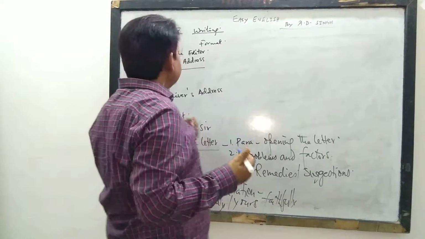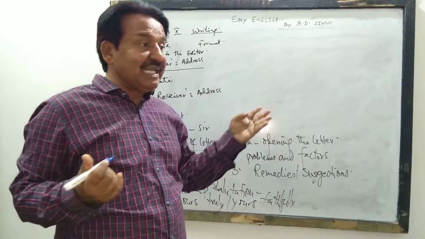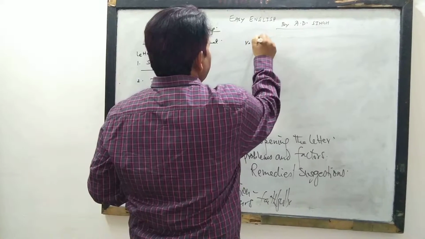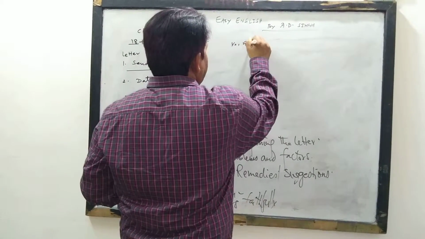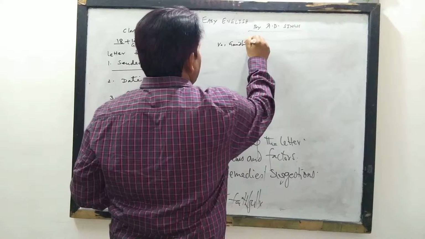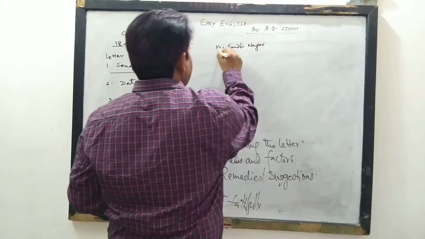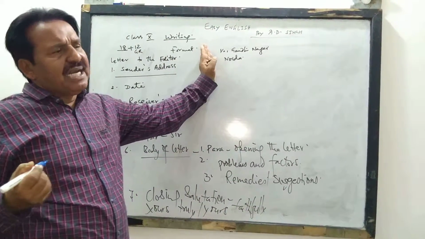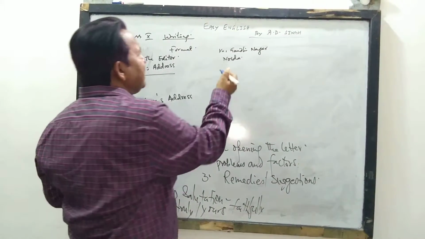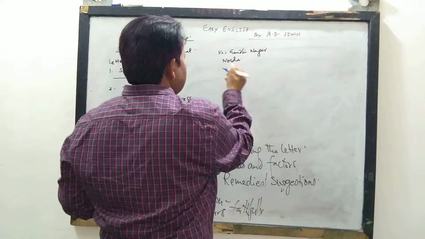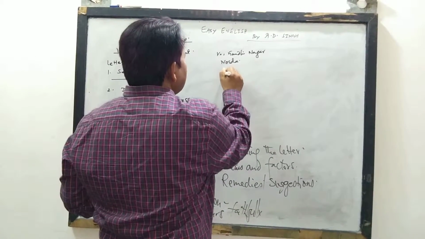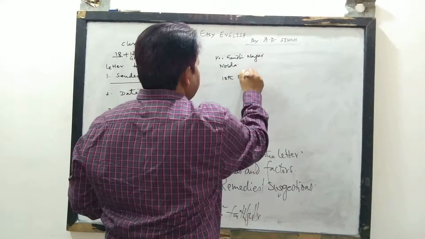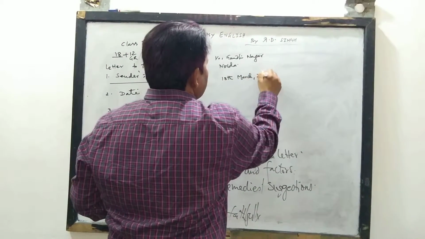Let us say that the person who is writing the letter is Prasad, and his address is 1/2 Gandhi Nagar, Noida, New Delhi. So this is sender's address. Then we will write one line gap, and then we write the date. Let us say you are writing the letter today, on 18th of March 2019.